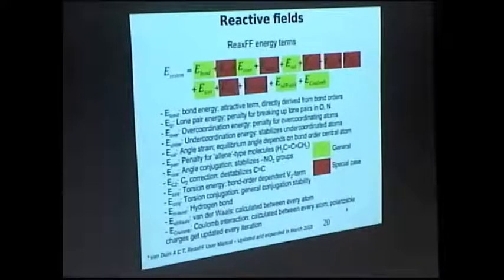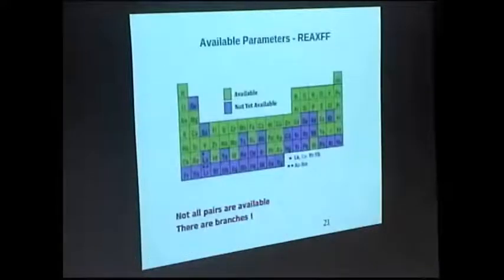Then Professor van Duin included some extra terms here, and so on. And then you have van der Waals and you have Coulomb. And also van der Waals and Coulomb are shielded. They have some kind of shielding when you go to really small distances in order to never obtain a really high energy that would destabilize the system. And then that's it.